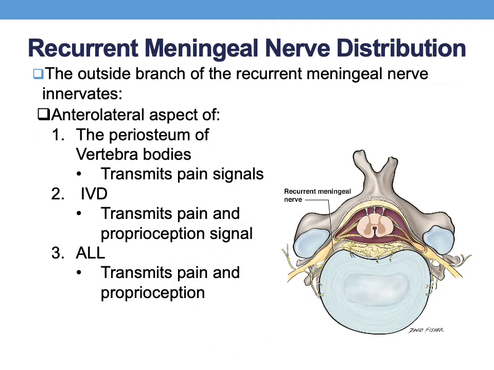Recurrent meningeal nerve distribution. The outside branch of the recurrent meningeal nerve innervates the anterior lateral aspect of the periosteum that surrounds the vertebral bodies, and it transmits pain signals. It'll also innervate the intervertebral disc that will transmit pain and proprioception signals, and the anterior longitudinal ligament, and it too will transmit pain and proprioception fibers.